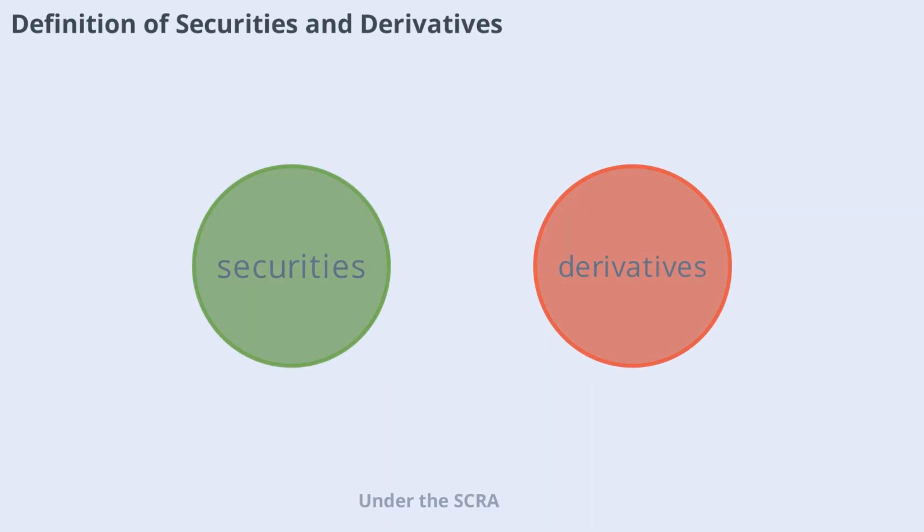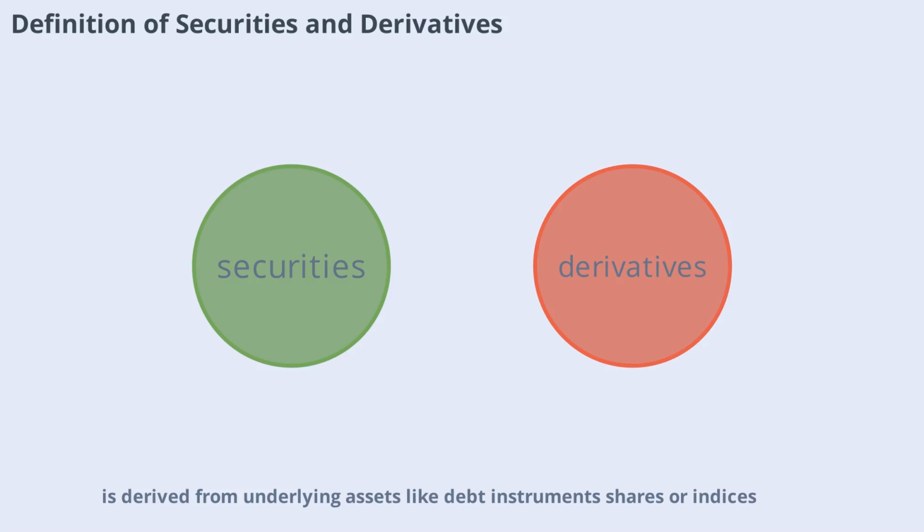Under the SCRA, the term securities covers a wide range of financial instruments, from shares and bonds to derivatives and units of investment schemes. Derivatives themselves are defined as contracts whose value is derived from underlying assets like debt instruments, shares, or indices. This broad definition allows for a variety of products to be traded on exchanges, provided they meet the regulatory requirements and are recognized by the authority.